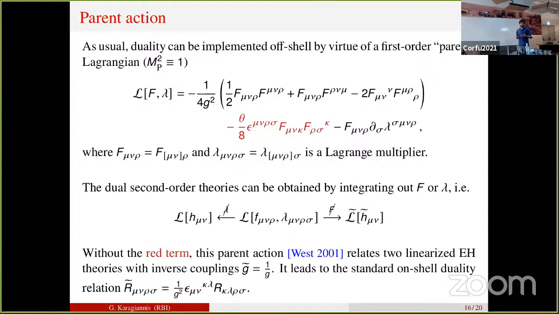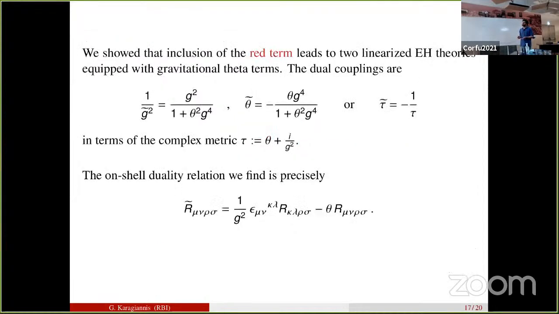And in our work, we showed that if you include this particular red term, then you obtain the extended duality relation predicted by Chris Hull. So the two dual theories will be linearized Einstein-Hilbert theories equipped with gravitational theta terms, and the dual couplings will be given in terms of the original ones like that. Or if you prefer, you can again define the complex metric coupling, like that, and then you can see that tau tilde is -1/tau. And as I said, the on-shell relation that you obtain is precisely the one predicted on-shell.